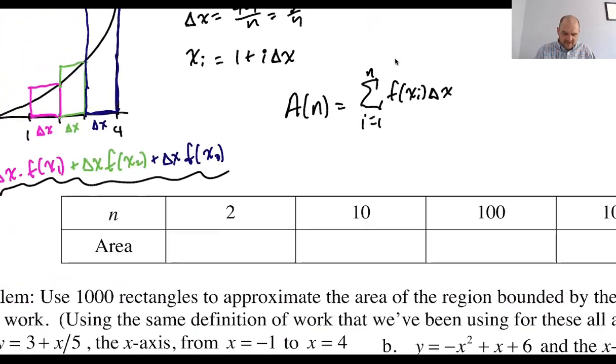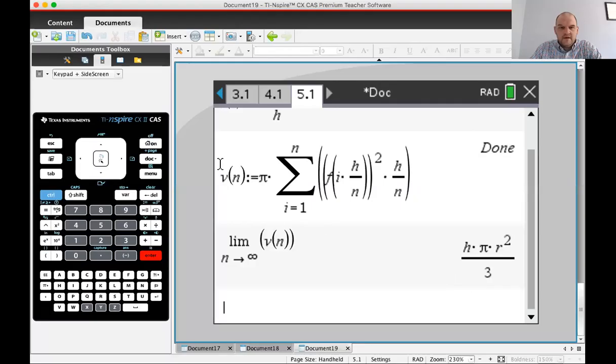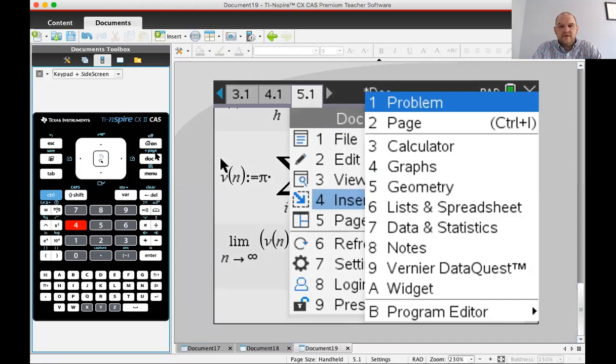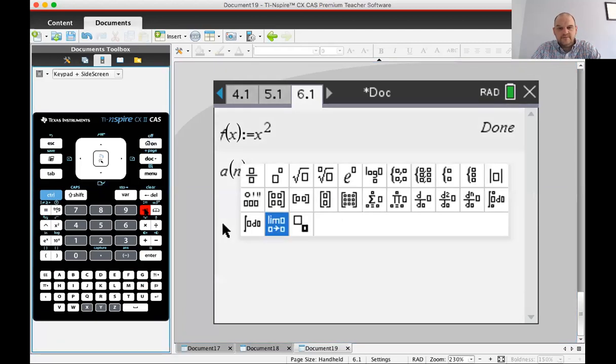So now we want to use the calculator to find these values. And while we're there, I'm probably just going to take the limit and see what I get. So switch over to a calculator. I'm going to add a new problem again. All right, so f of x is x squared. And then my area as a function of n, so A of n, is going to be the sum.